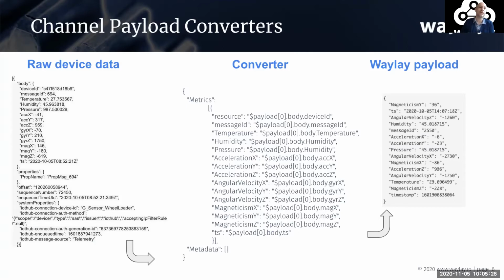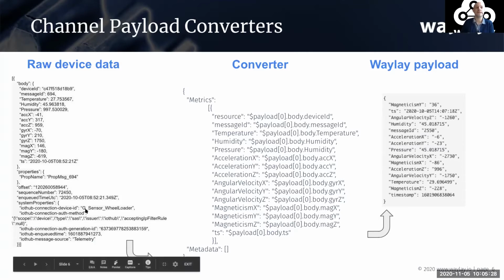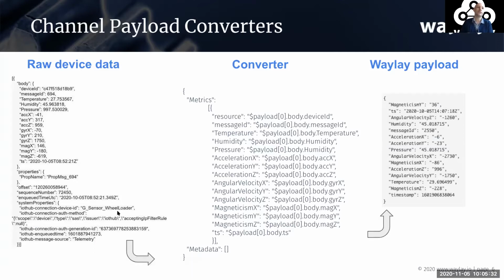Obviously, what is definitely useful is the device ID. For example, here in this case, the G-sensor wheel loader is the device identifier that is being used in Azure IoT. And that is something you actually want to keep in sync with the resource identifier that is being used within the Waylay platform. This mapping is something you can program via the converter.